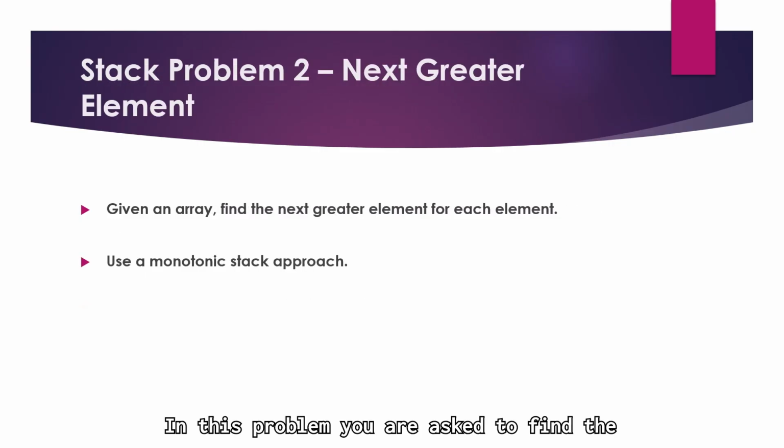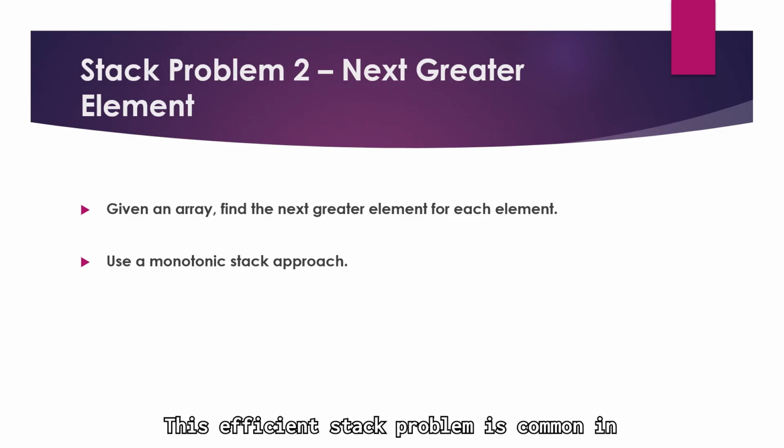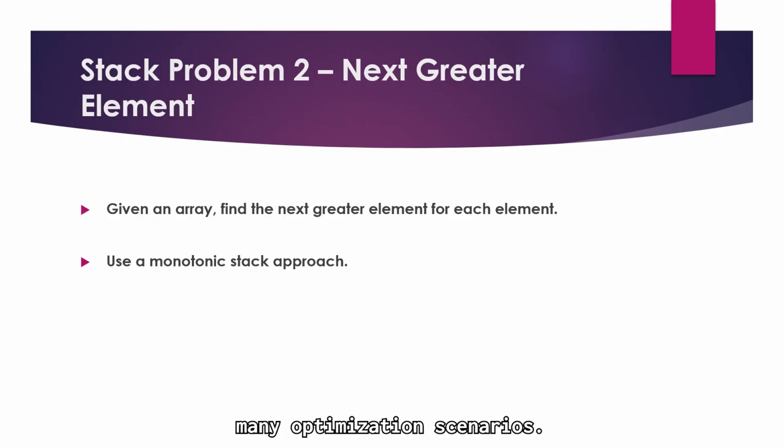In this problem, you are asked to find the next greater number for each element in an array. A naive approach is O(n squared), but using a monotonic stack, we can reduce it to linear time. The idea is to keep a stack of elements in decreasing order. As we move along, when conditions are met, we pop elements. This efficient stack problem is common in many optimization scenarios.